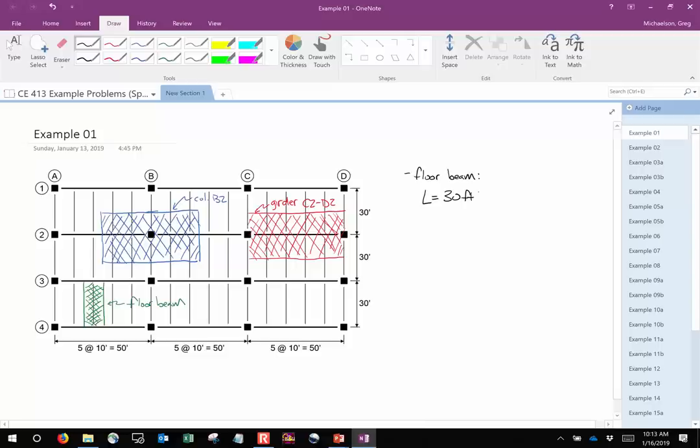Now, I'm going to introduce you to a term. We're going to call this W sub T. W sub T is going to stand for the tributary width. So how wide of a floor width is this beam responsible for? Let me put some dimensions on this. What we're talking about is essentially this dimension there, that's the tributary width. Can anybody tell me what the tributary width is? It's 10 feet. There we go. So from these, we could say that the tributary area is what? 300 square feet.